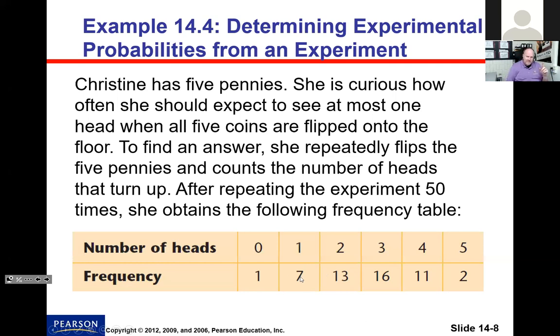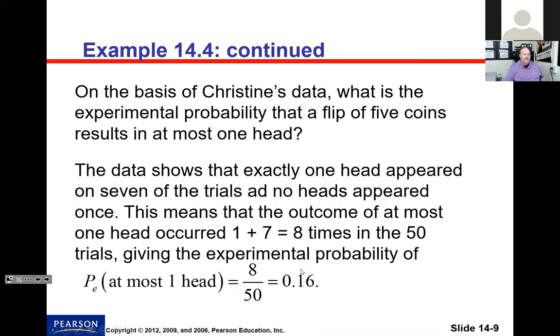Well, 7 is right that one head shows up 7 times, but it's in the wording of the question. It says at most. So could you also have 0 heads? That applies in this case. The data shows that one head appeared on 7 of the trials and no heads appeared once. So the outcome is 1 plus 7, which is 8, right? So 8 out of 50, or if you divide it, 0.16 or 16%, right? So you have to be careful of the question. If it had said how many times did one head appear, you would do 7 out of 50.